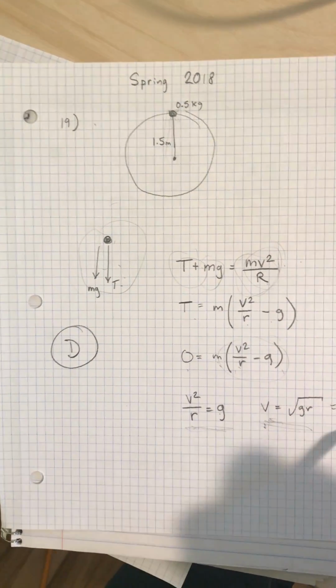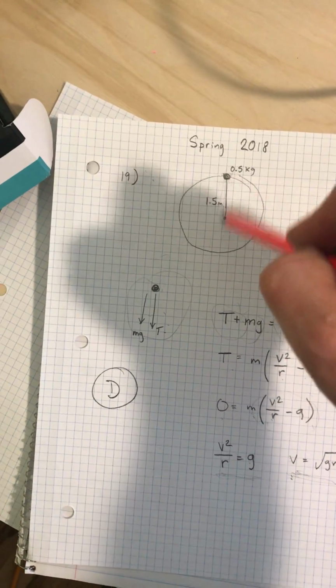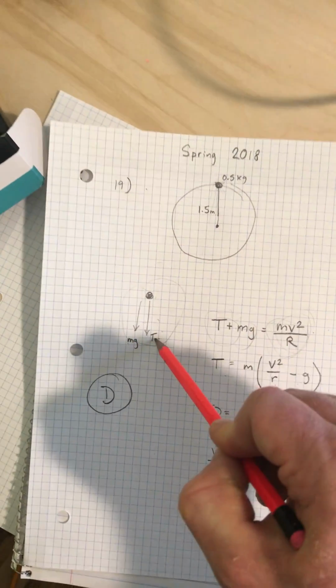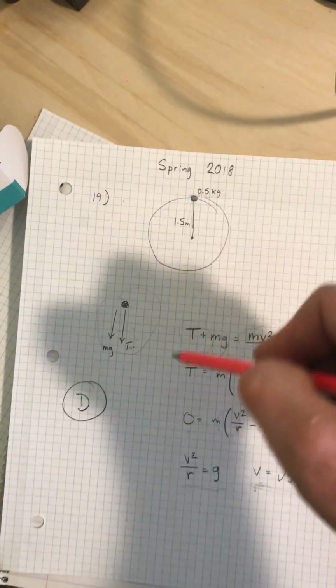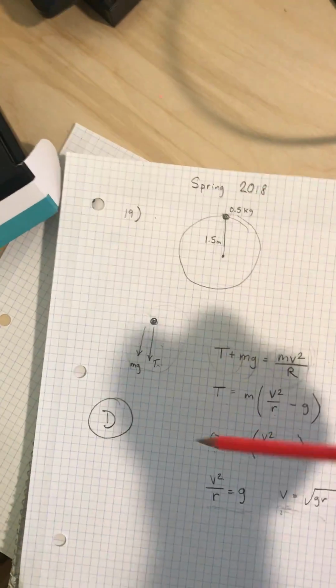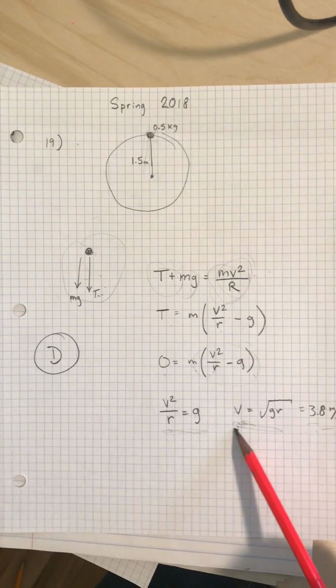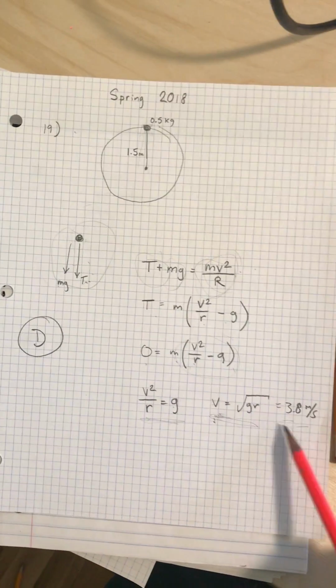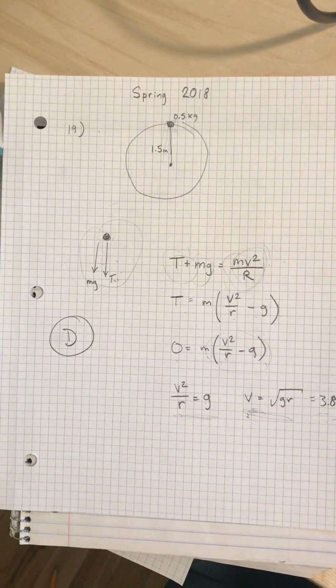If it goes at exactly this v, then the only force holding it in circular motion at this point is mg, and the tension is 0. If it goes faster than this v, then mg will help, but the tension also has to help. There has to be a non-zero tension. And so that's the solution to the problem. The minimal v is 3.8 meters per second, and that's the velocity where the tension is 0. And that's the solution.